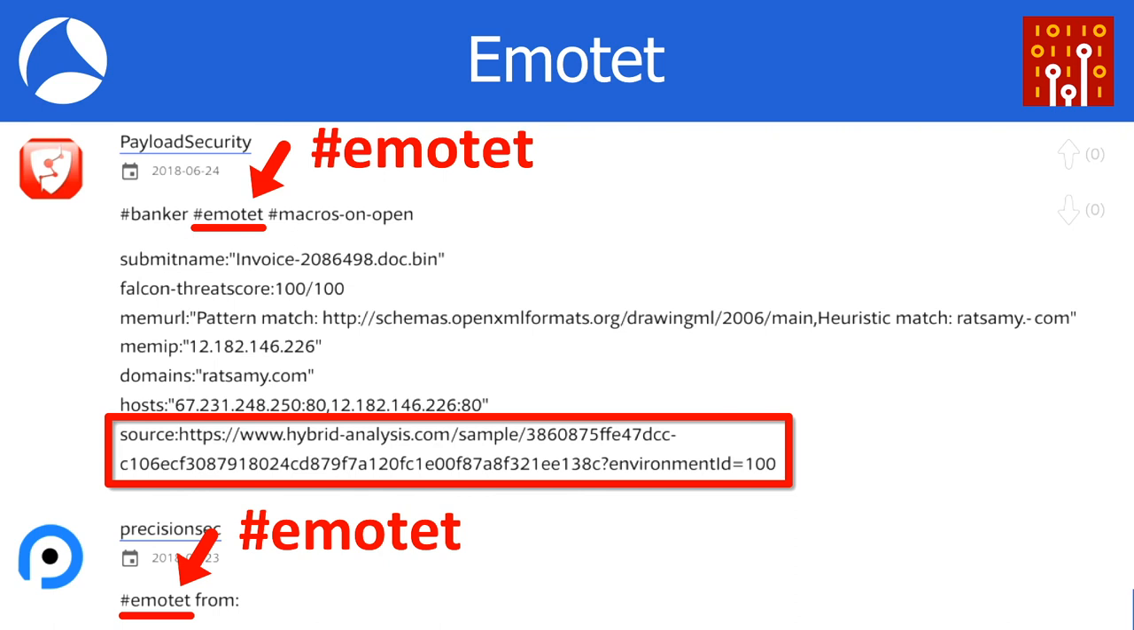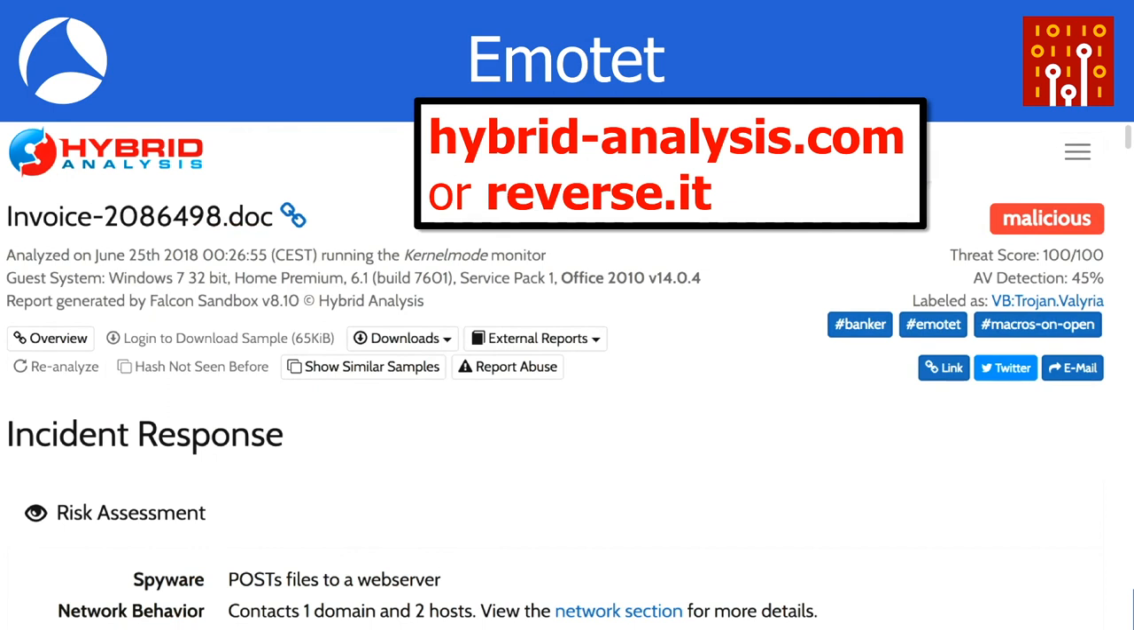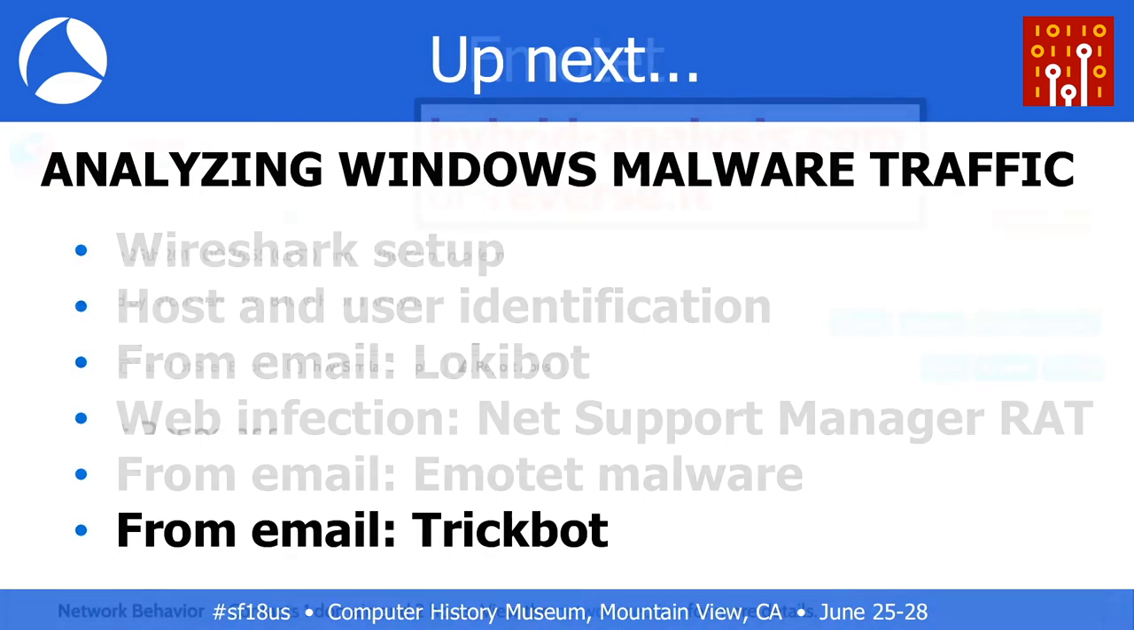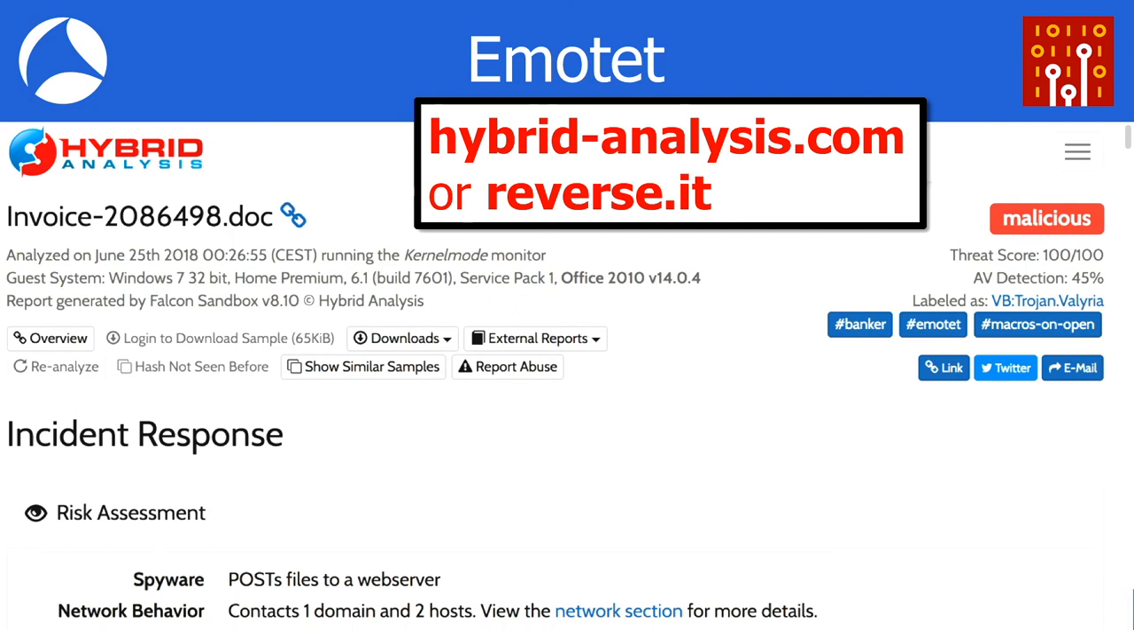And in this case, the one entry is Payload Security. So it's got a URL that you could go to. You can't just click on it. You actually have to kind of copy and paste it over. You can go into that URL, which is sandbox.hybrid-analysis.com, which is the same as reverse.it. Different names, same exact sandbox. I think CrowdStrike bought this. And you can go through and, you know, it says Emotet right here. It may or may not have actual Windows traffic, that post-infection traffic that matches what you have in your PCAP.